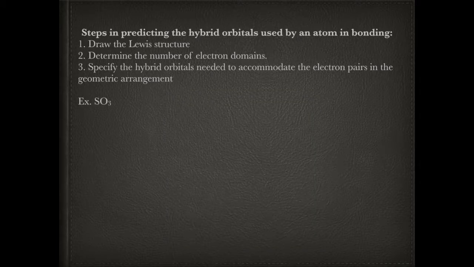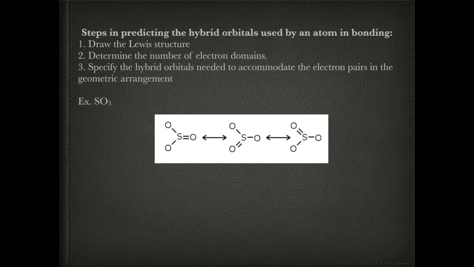sp3. So in the previous slide, I explained the concept behind hybrid orbitals, but you don't actually need to know the concept behind it so much as you need to be able to predict what hybrid orbitals are going to form when given a specific molecule. So what you need to do is you first need to draw the Lewis structure. And so for SO3, that's an example of resonance. And so the way I would draw it would be as follows. Okay? The next thing you need to do is determine the number of electron domains. So SO3, since there are 2 single bonds and a double bond, that's only going to be 3 electron domains.